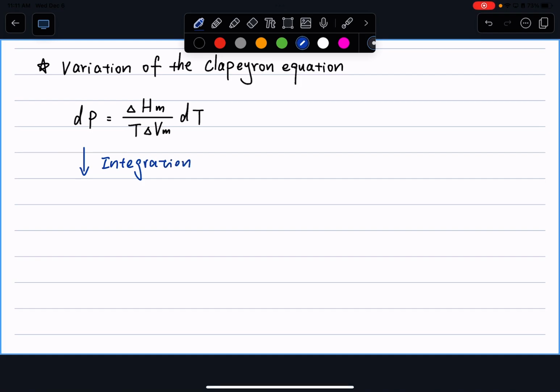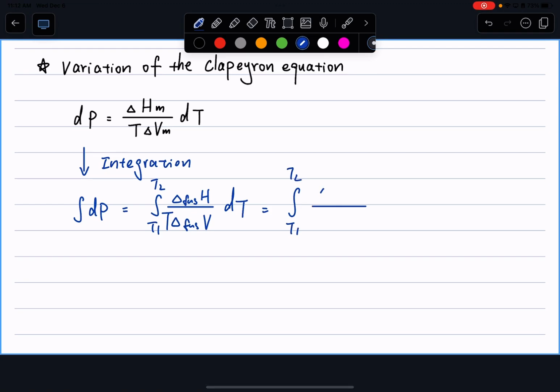Right, so integration on both ends, we end up getting dP equals integral from T1 to T2 of delta fusion H over delta fusion V times T dT. Or since we're talking about the delta fusion H over T at constant pressure, which is where your fusion takes place, this actually equals the integral from T1 to T2 of delta fusion S over delta fusion V dT.